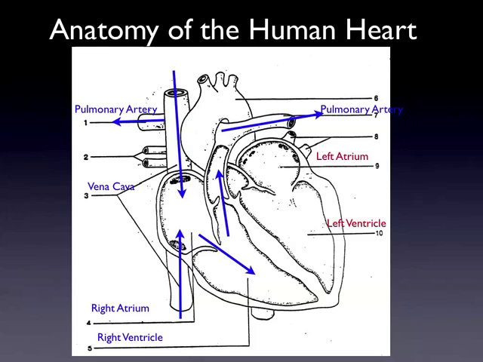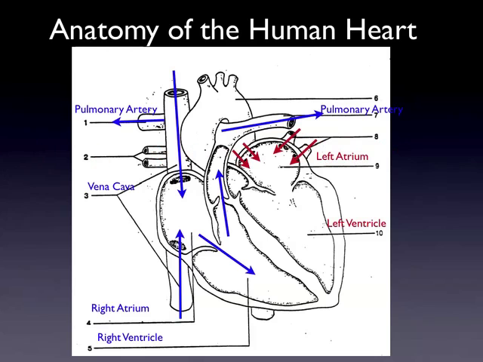Can anyone tell me why there's 2? Why it splits here? Abby? Because there's 2 lungs. Yeah, because there's 2 lungs. One of these branches leads to the right lung, and the other leads to the left lung, bringing blood to each lung.